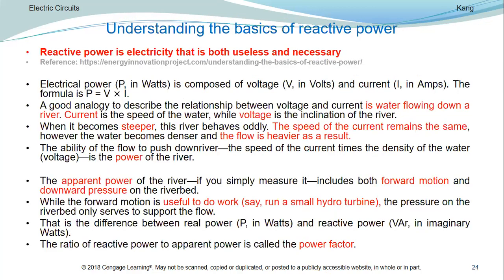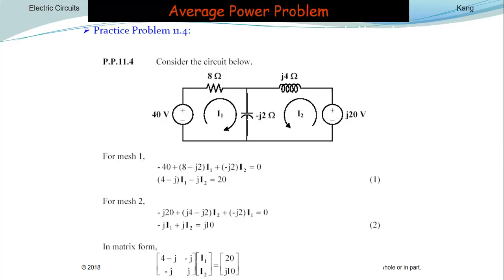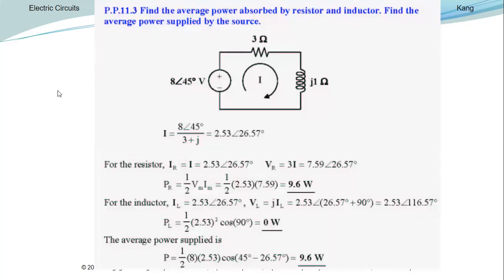Let's move towards the numerical section. This is problem 11.3. Find the average power absorbed by the resistor and inductor, and then find the average power supplied by the source. So how to do it? The first thing to do is, as this is the voltage source, the given value is 8 with the angle of 45 degree.